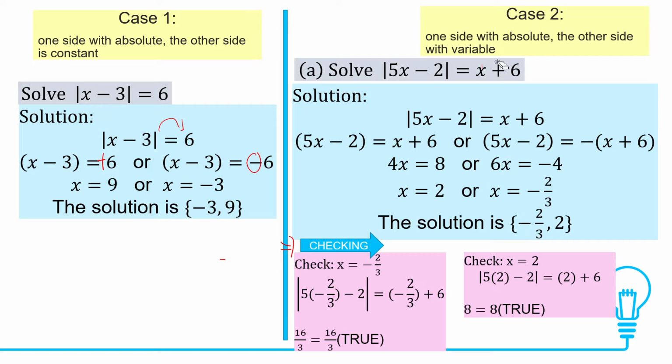Okay, the second question, the second case, is also the same. That is, I have one absolute, but the difference is the other side has one variable.